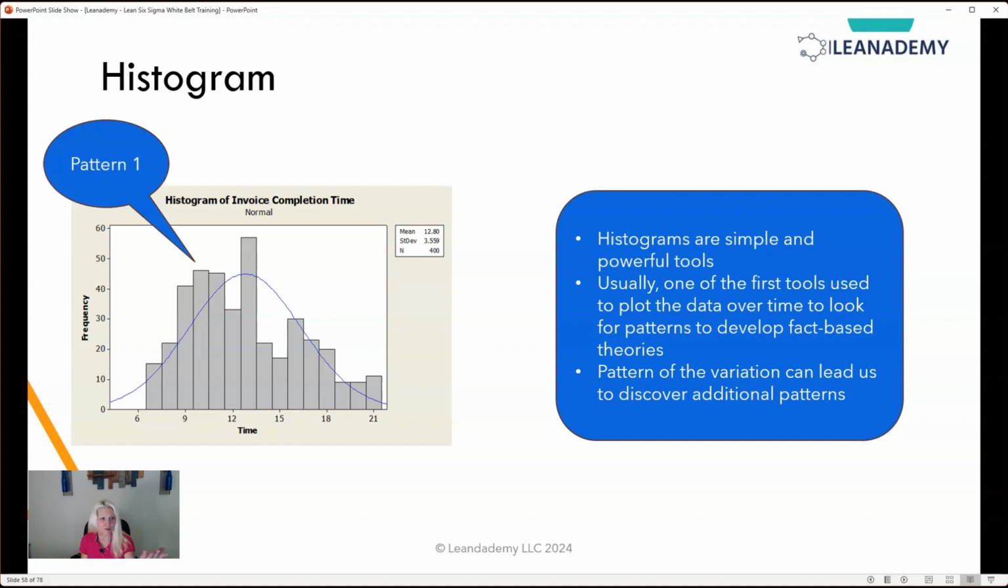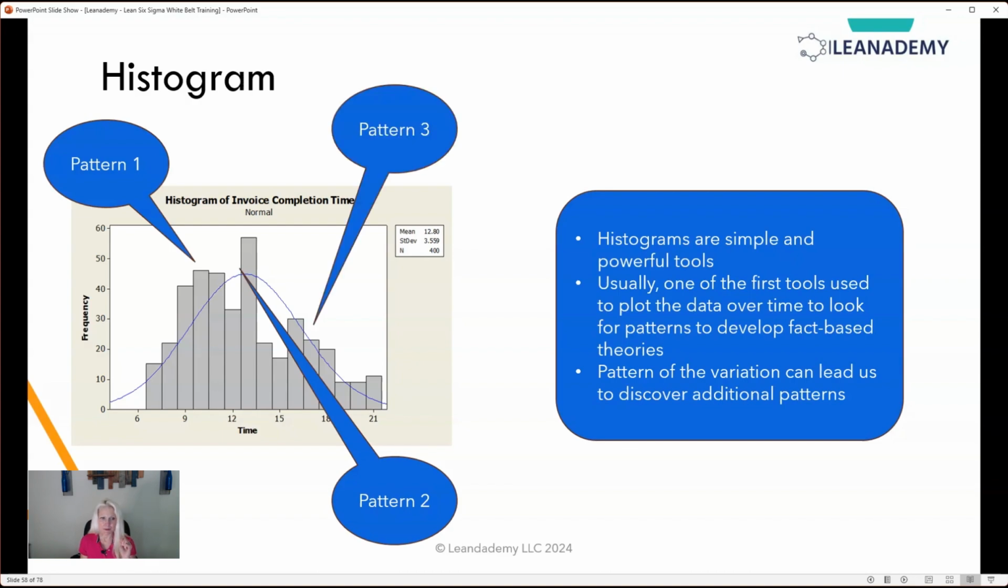So here, if you look, there's a pattern 1 where, when we look at it in a time series, you see there's a clump of data happening here. And then we have another pattern with this other bar here. It just kind of helps us to figure out which ways we need to start going with the data. I think you see there's another pattern there as well.